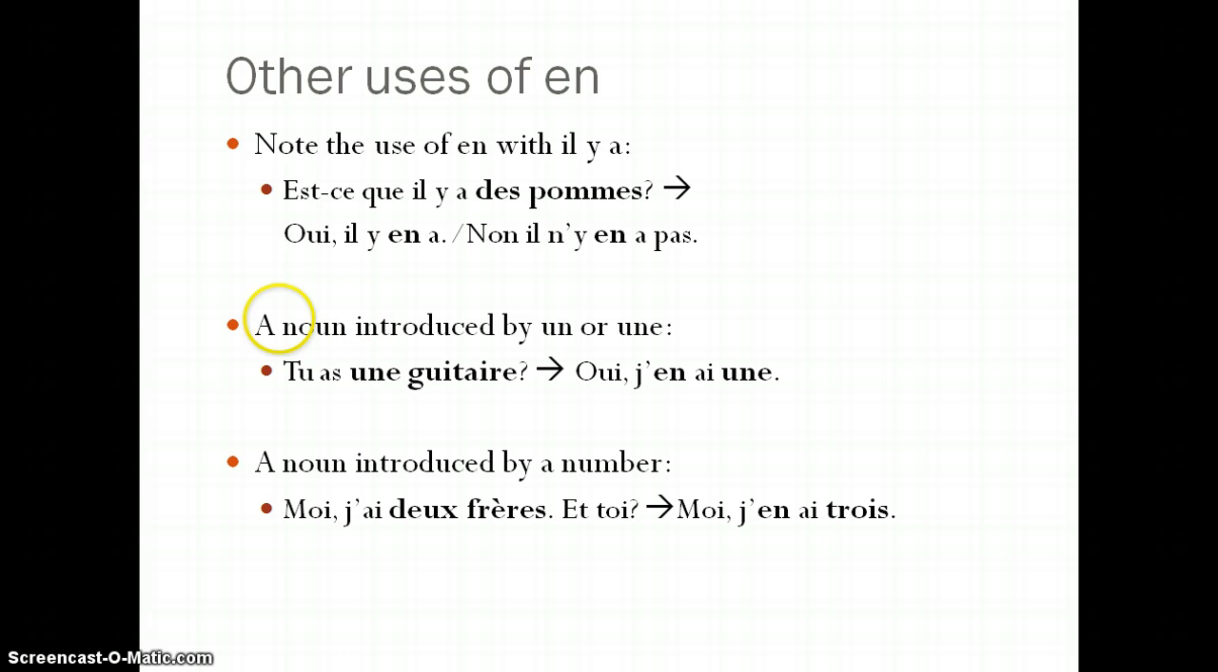Also pay attention here to when there's un or une before the noun. Tu as une guitare? Oui, j'en ai une. So j'en ai une means yes, I have one of them, meaning une guitare. Same thing with a noun introduced by a number. Moi, j'ai deux frères, et toi? Moi, j'en ai trois. I have three of them, referring to frères, brothers.